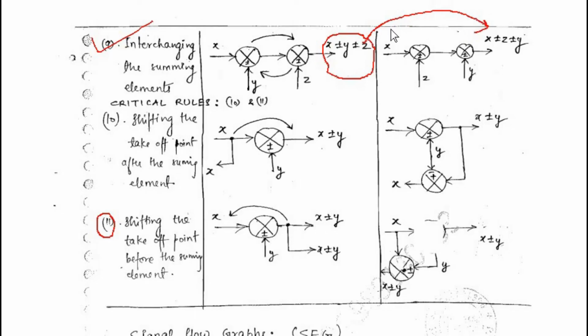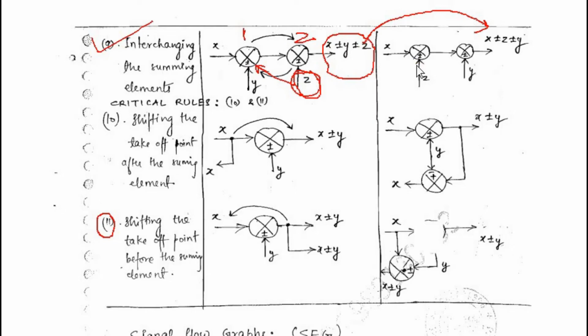So what your output is like that, x plus or minus y, and plus or minus z. Now what you have to do is transfer this z signal to this summing point. We'll call it a1 and this a2. So you have to transfer this z to the first summing point. Now it is at the second summing point.